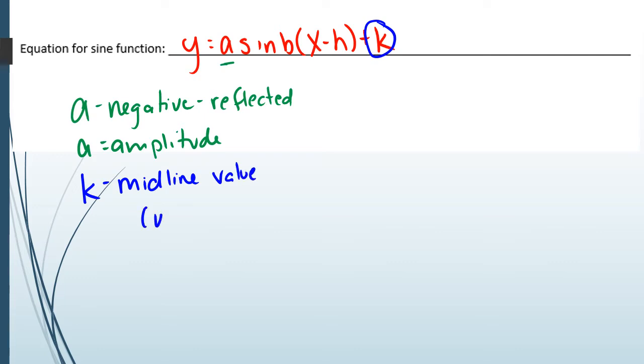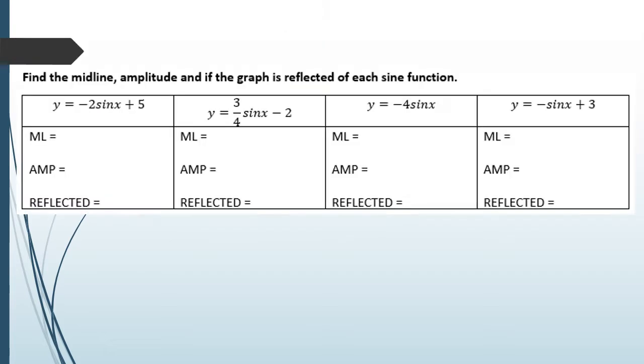Okay, so in parentheses put Y equals K, because remember a midline is exactly that, a line. So K, like 5, is not a midline. Now Y equals 5 is a midline. Okay, so don't forget about that. So those are three big focuses that we have right now: the positive or negative, whether it's reflected or not, the amplitude, and then the midline.